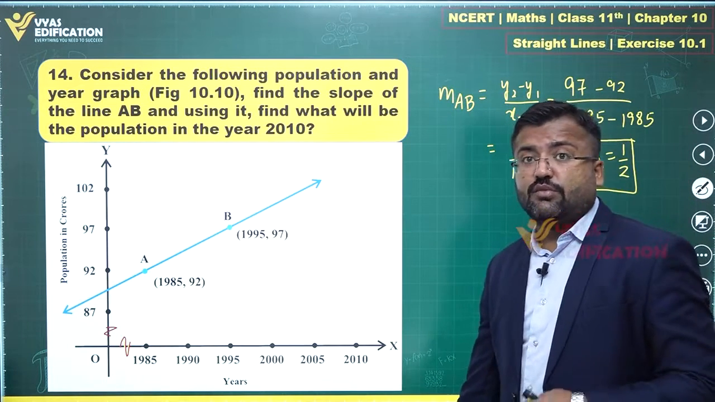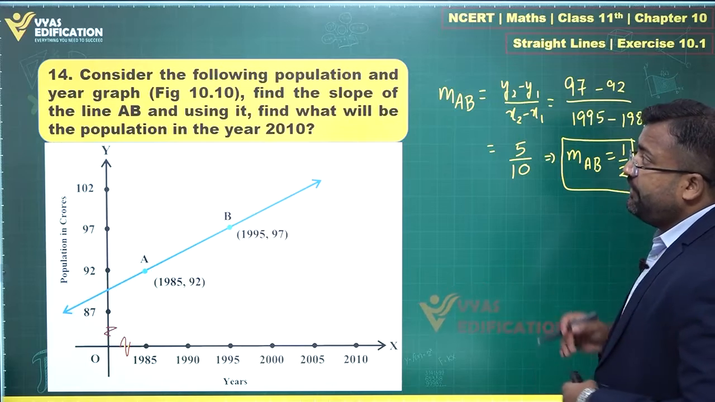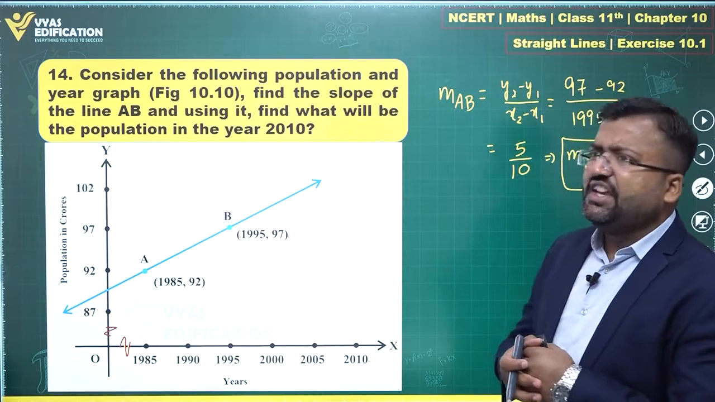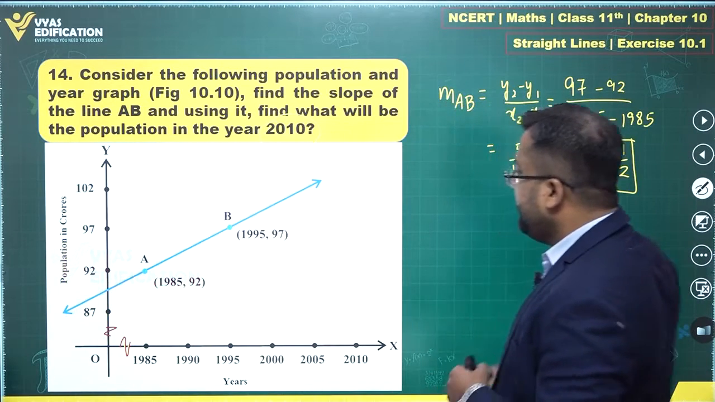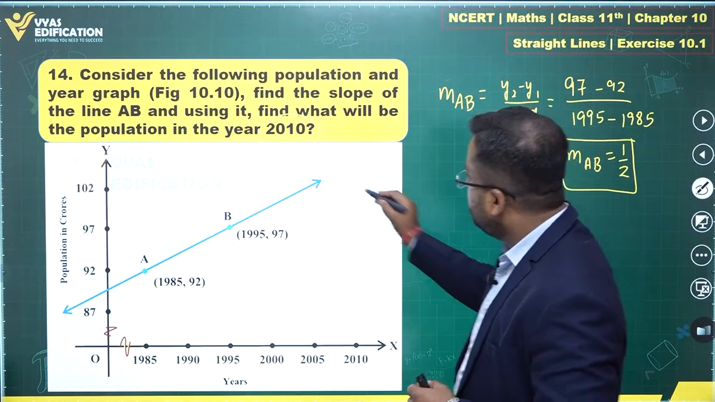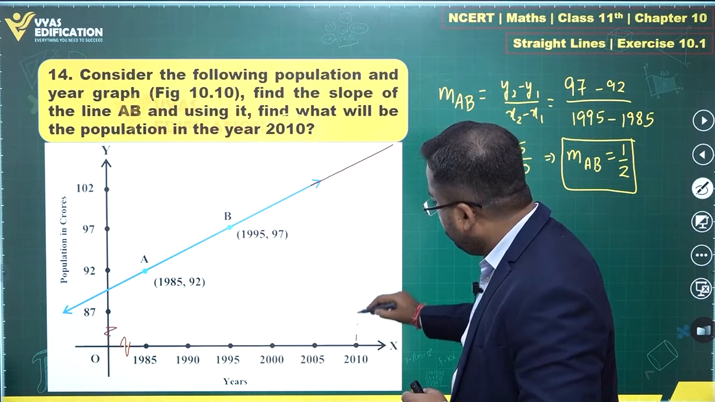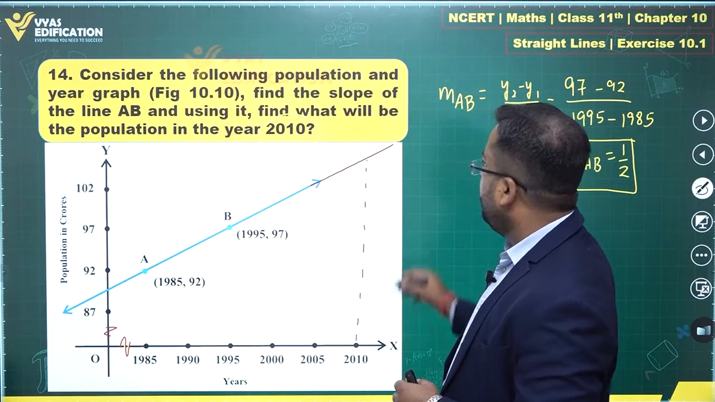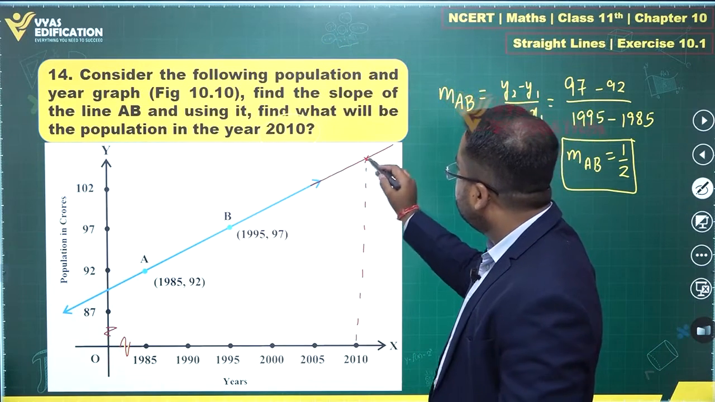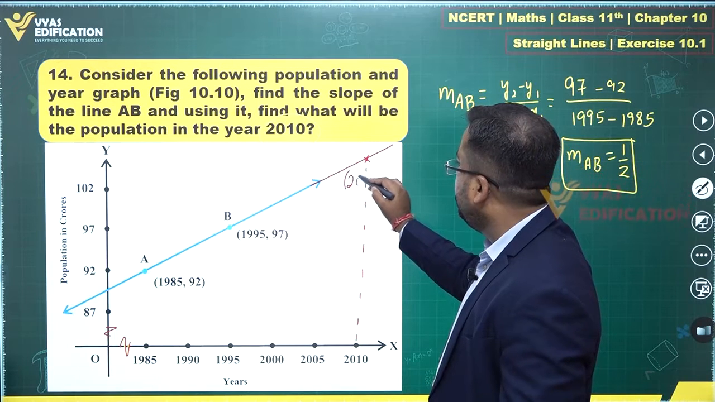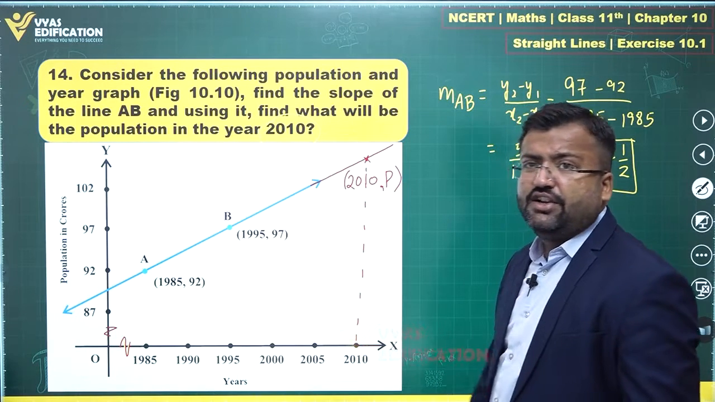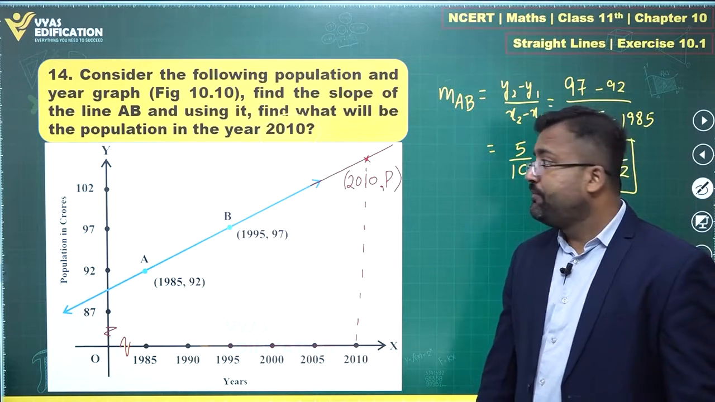This is the first part of this question, mind you, where you are supposed to find the slope of AB. The next part says to guess the population in the year 2010. So for the year 2010, let's see if this line is extended. If this line is extended in this manner, in the year 2010, we'll get some population, right? We are not sure of that, but can we find that population? Yes. This point will be (2010, population in that particular year). Let's denote that variable by P.